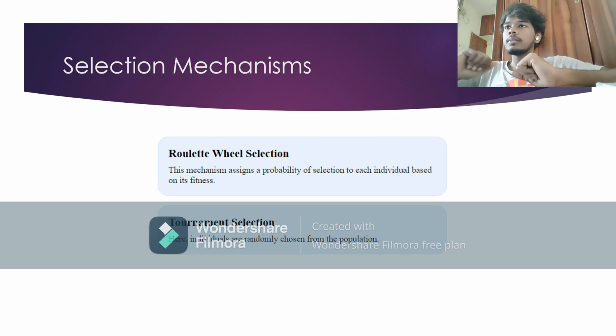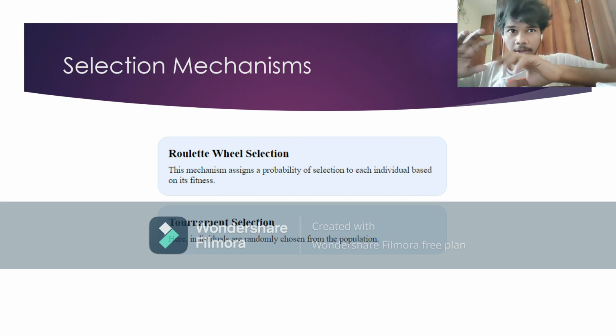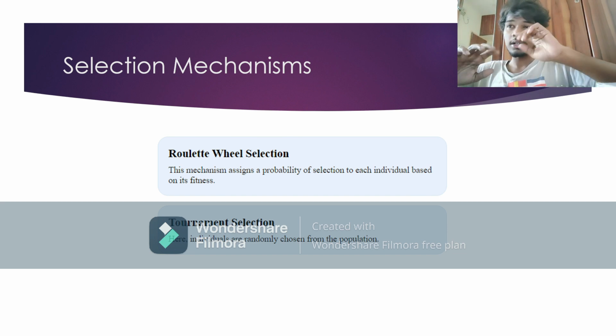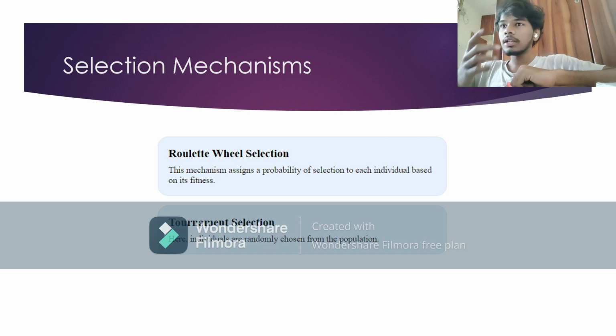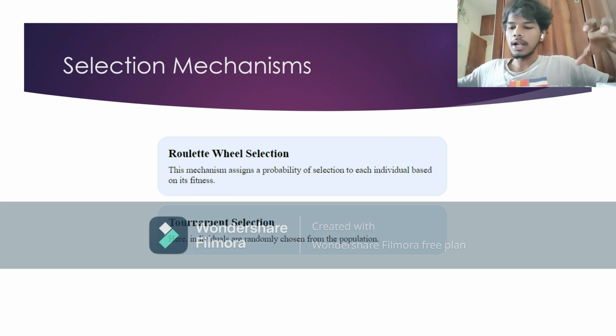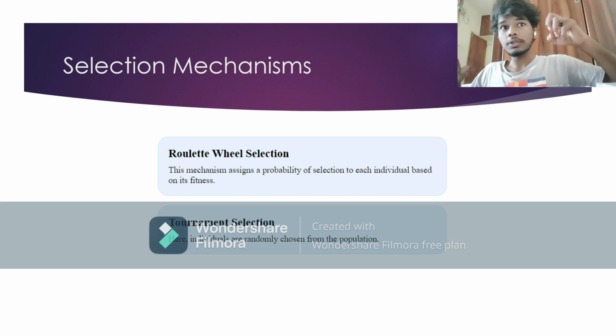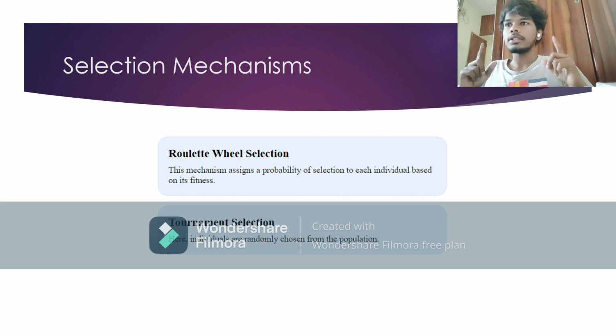So these selection methods are roulette wheel selection. This mechanism assigns a probability of selection to each individual based on its fitness. So based on fitness, this roulette wheel selection is used. And tournament selection: individuals are randomly chosen from the population. So this is called tournament selection, and we'll move on to the next slide.